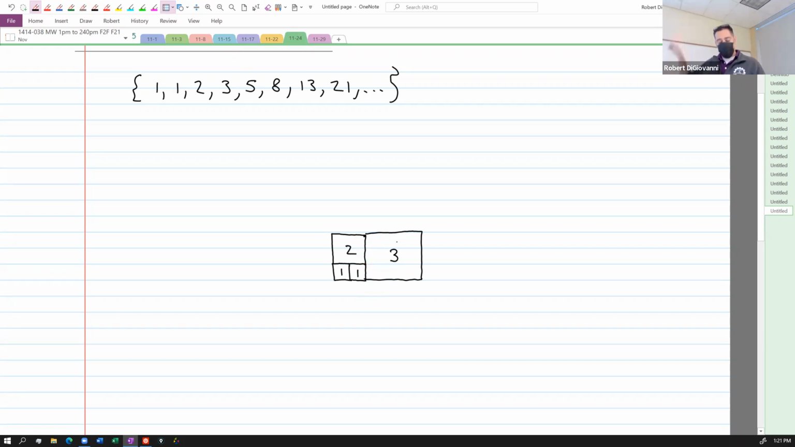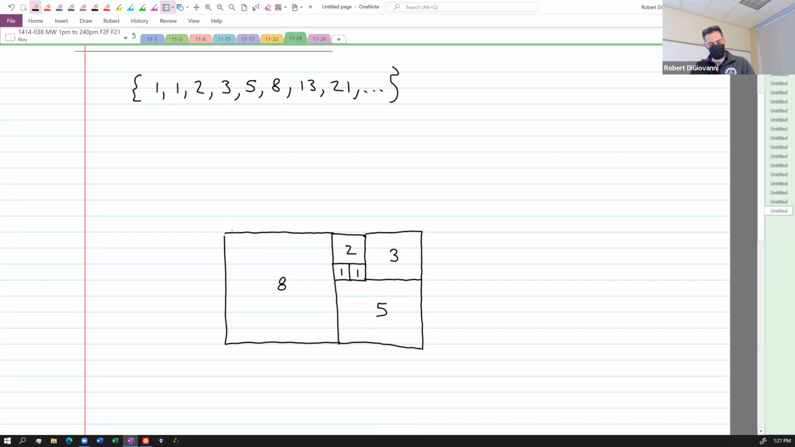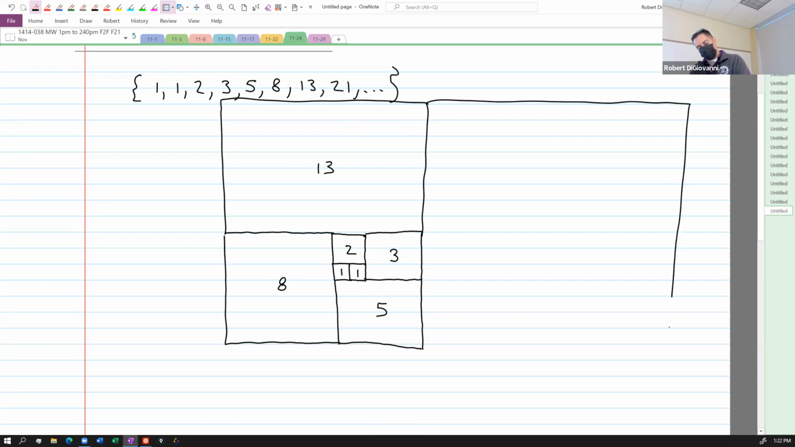I'm going to start going around. So this next one, if I tell you that this is a square, you're going to put the number 5 in here, right? The 3 and then the 1 and the 1. So 5. If I keep going around here, if I tell you that this is a square, 8, 13, 21, and I could keep going, right? And you see the Fibonacci sequence in there? 1, 1, 2, 3, 5, 8, 13.